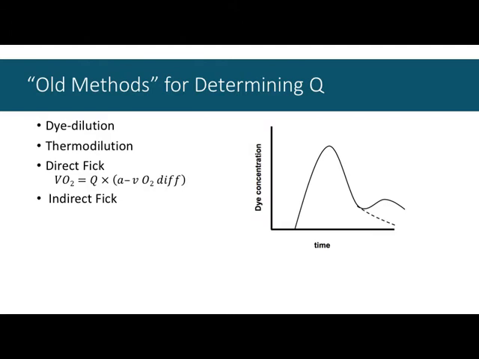So this leads us to what I'm calling, quote unquote, old methods for determining cardiac output. And I thought that I had more information on this slide, but I guess I don't. I'll just describe what each of these are to you. Really, I'm only going to describe what dilution and thermodilution are. The direct and indirect Fick are the focuses of the next section. We spend a lot of time talking about those. So I'll just describe dilution and thermodilution.